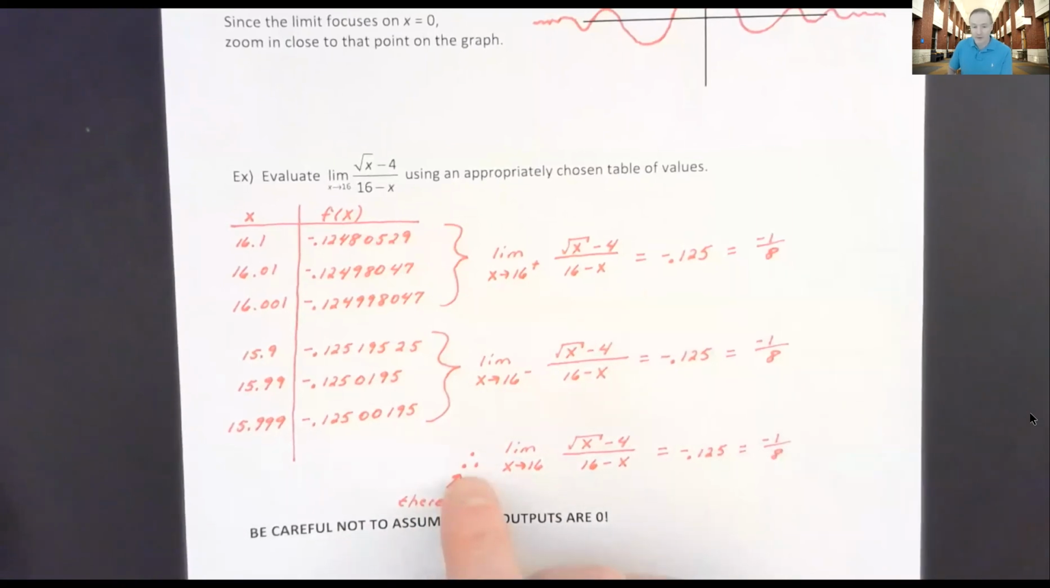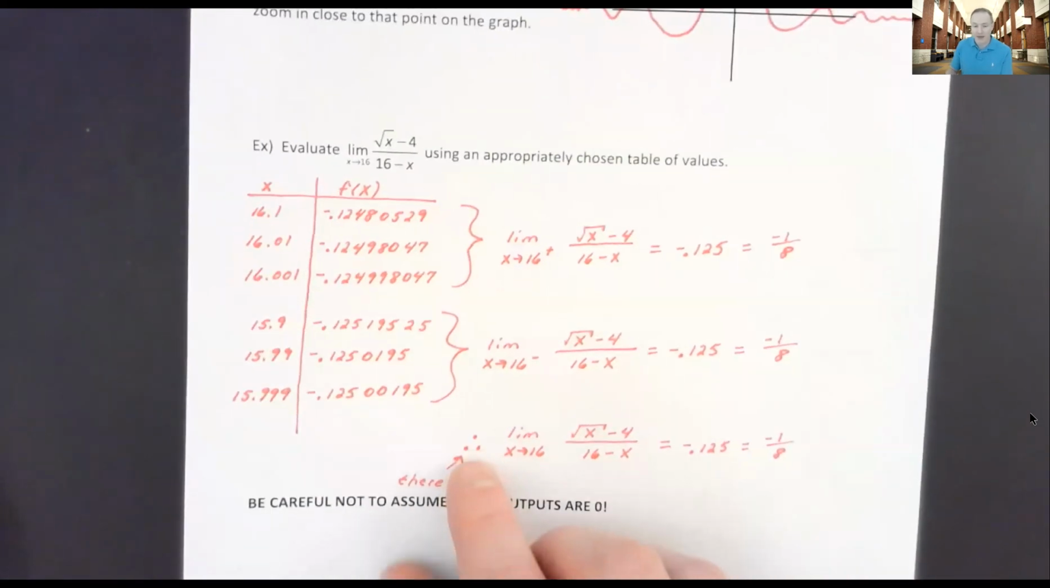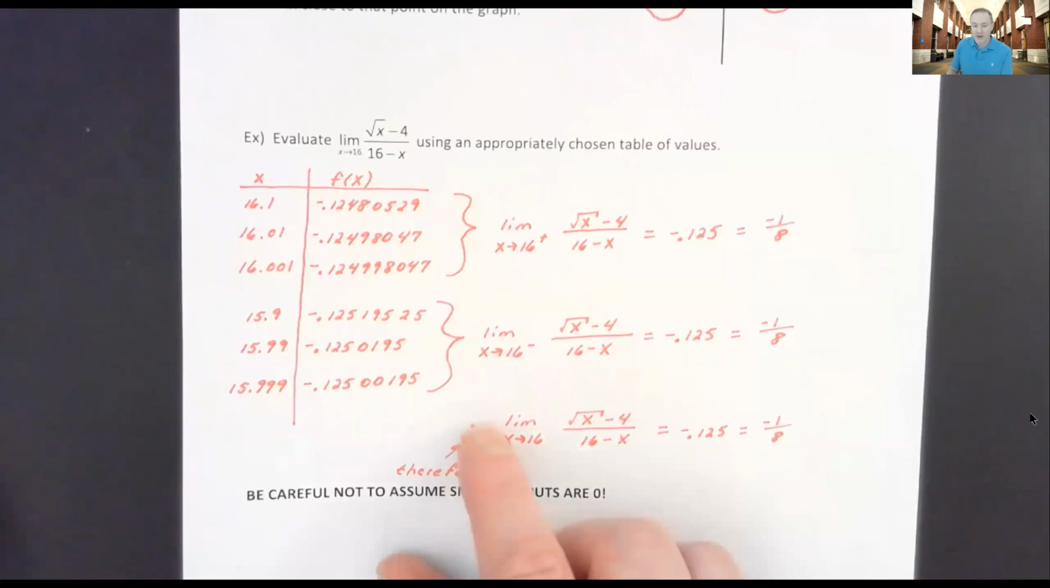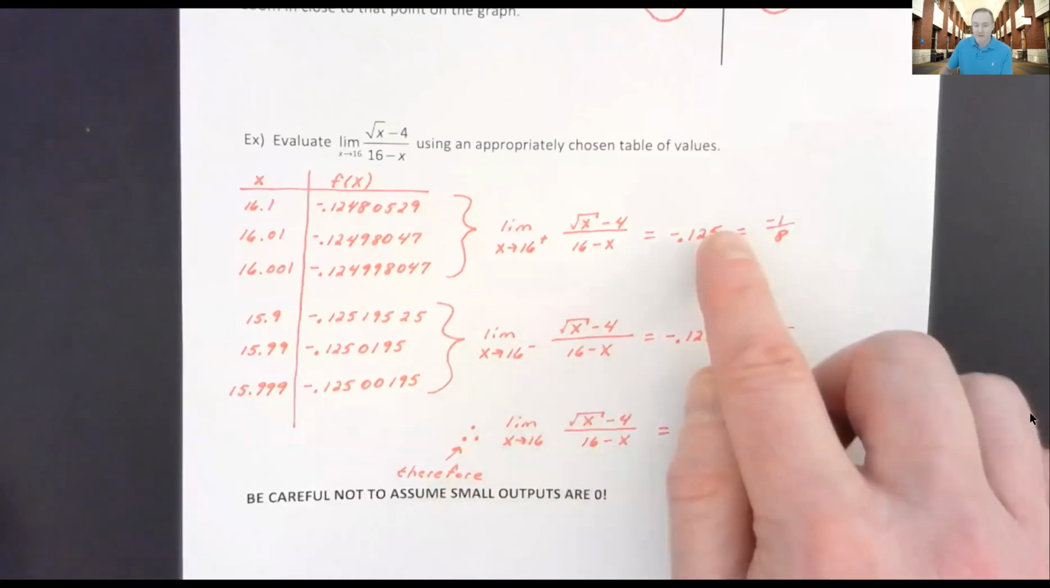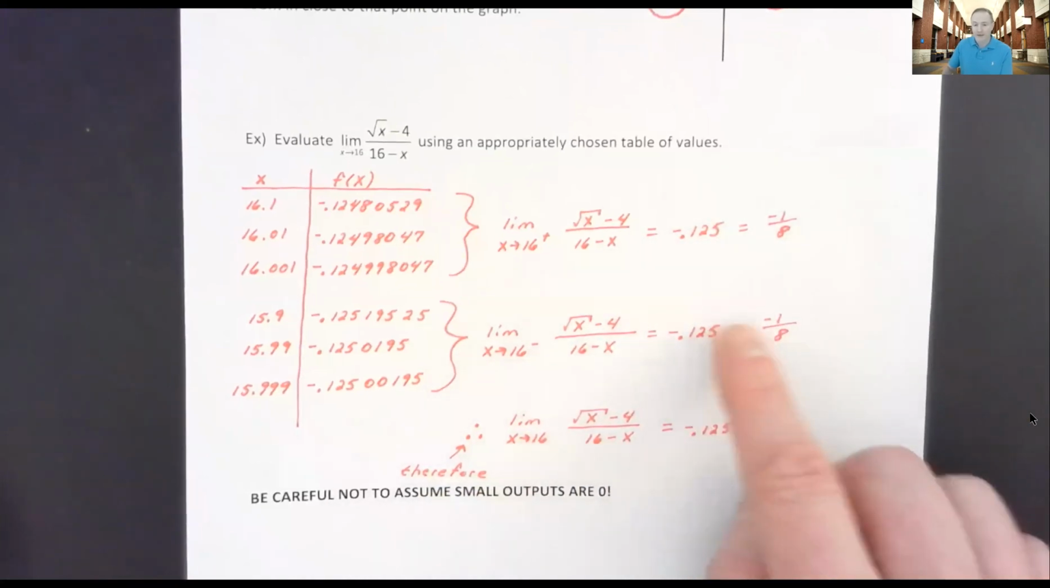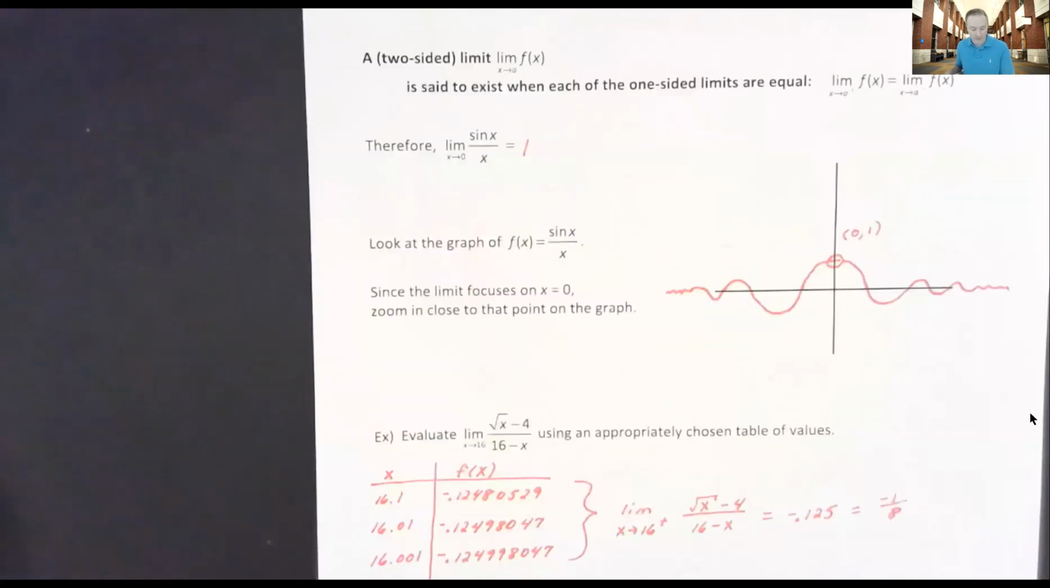And I threw in a little bit of math notation there. If you hadn't seen that, the 3 dots in the shape of a triangle means therefore. So we can say, since the right-hand limit and the left-hand limit are both negative 1/8, therefore the overall limit as x approaches 16 is also negative 1/8.